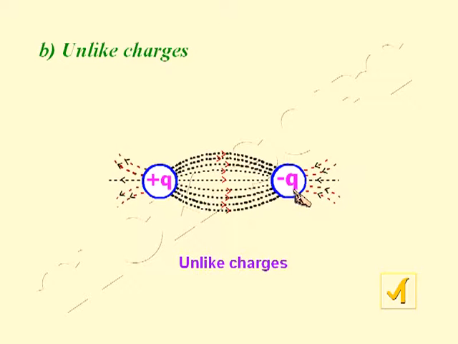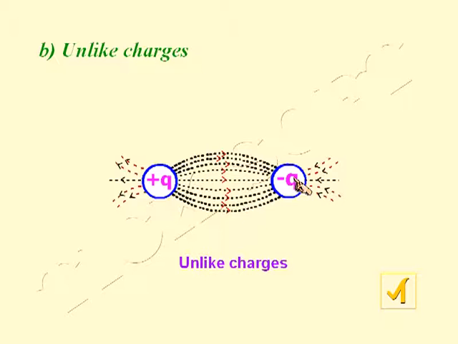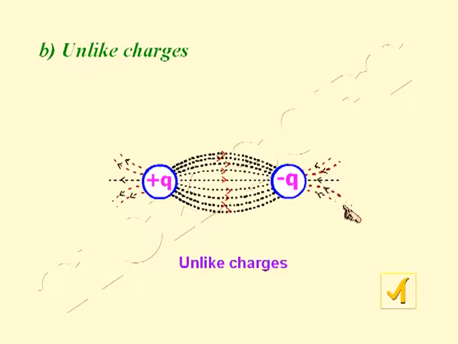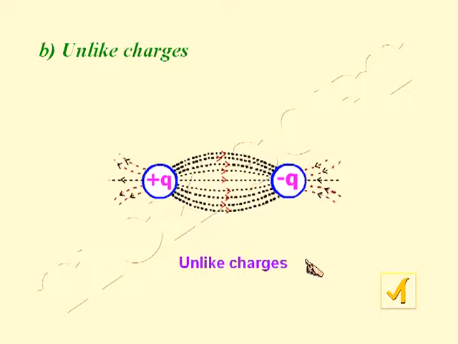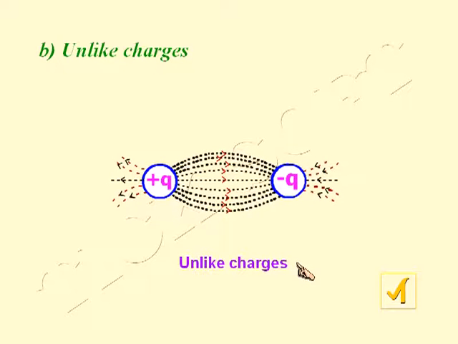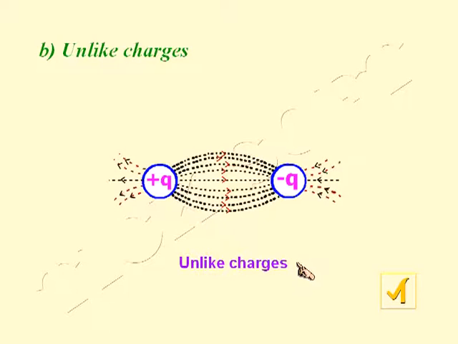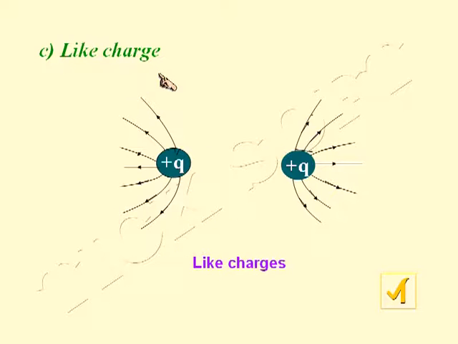If two charges are placed together, plus Q and minus Q, the lines of force emanate from the positive charge and move towards the negative charge. The lines are generally curved, and these lines start and are crowded very close to the charge. Now we can see how the lines of force look if two charges are the same.